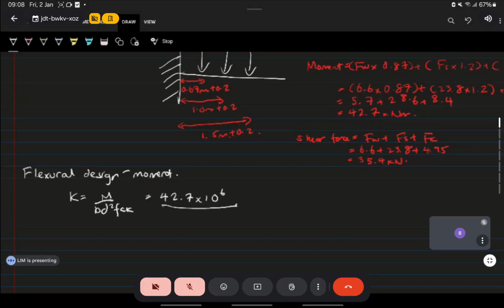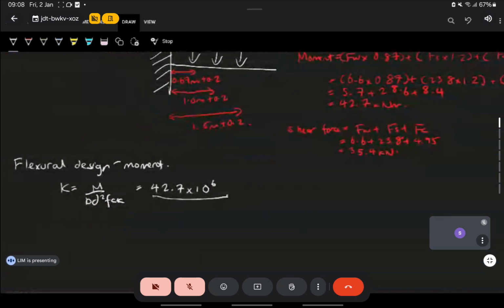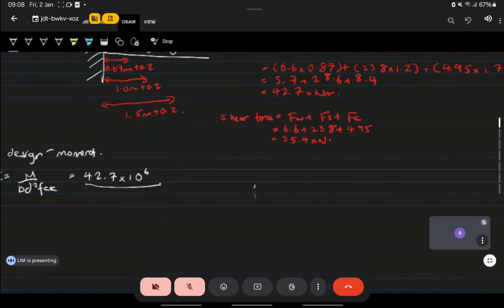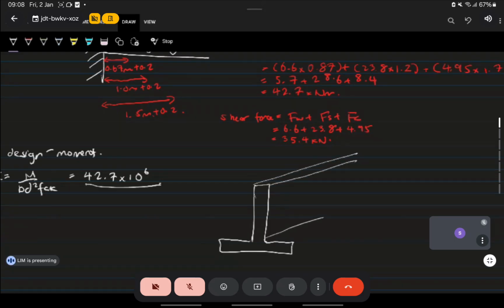Now b and d, I need to explain a little bit. What is the b? What is the d? The retaining wall looks like this in cross section, but in 3D, it's actually a continuous wall.